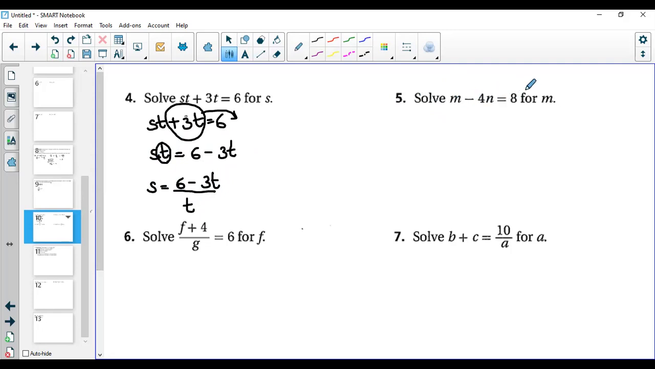So m minus 4n equals 8. This is the equation they have given us. m minus 4n equals 8, and you have to solve for m.